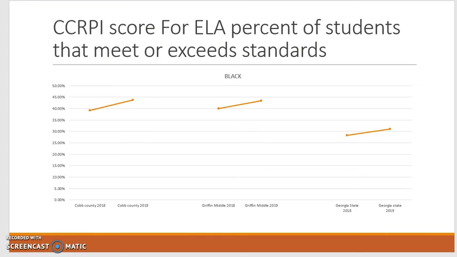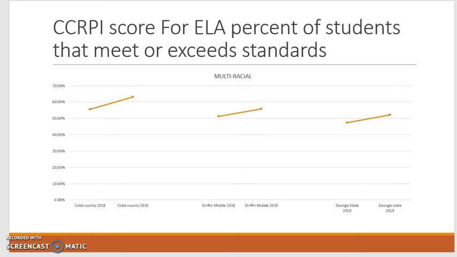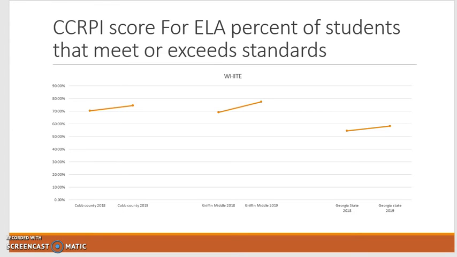Again, these are for the ELA scores. The Black population had an increase in ELA, keeping pace with Cobb County and far above the Georgia State level. The Hispanic population has had an increase for ELA, but is still below both county and state level. The ELA scores have had again an increase for Griffin Middle. They're above the state level, but not quite up at county level.